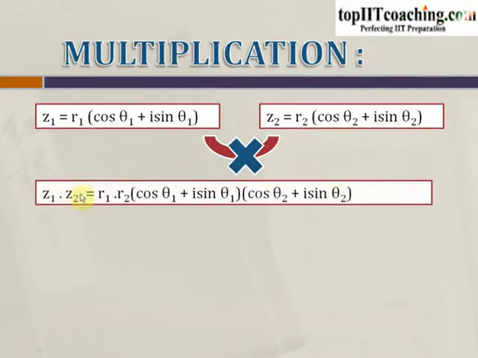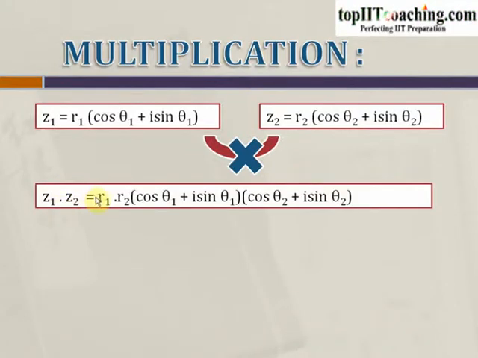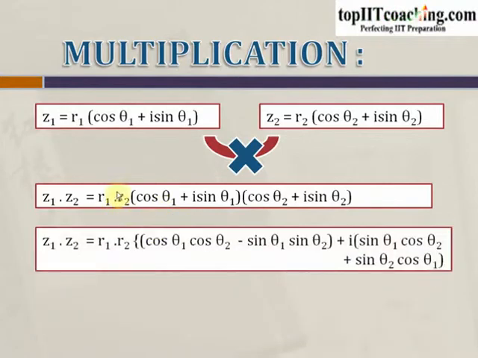Now we take these two complex numbers and multiply them together. What we get? z1 into z2 would be equal to r1 into r2 into (cos theta 1 plus iota sin theta 1) into (cos theta 2 plus iota sin theta 2). Further, when we multiply both these terms, we get r1 into r2 into (cos theta 1 cos theta 2 minus sin theta 1 sin theta 2 plus iota times (sin theta 1 cos theta 2 plus sin theta 2 cos theta 1)).